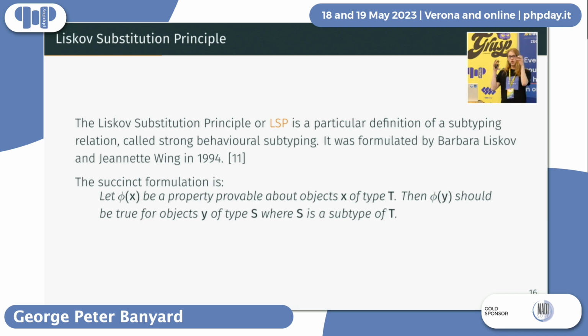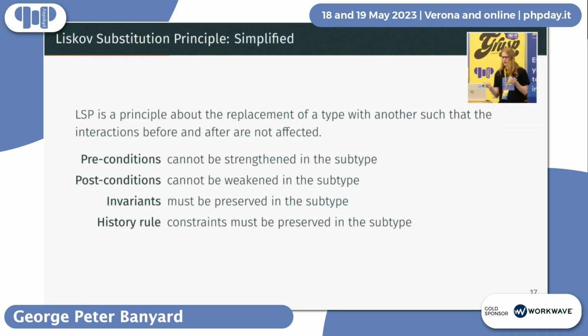LSP is a specific notion of subtyping. It's called behavioral subtyping, and it was formulated by Barbara Liskov and Jeannette Wing in 1994. The succinct formulation in mathematical terms is: let phi of x be a property provable about object x of type T, then phi of y should be true for all objects y of type S when S is a subtype of T. This is all math, there's a bunch of jargon. What does it actually mean?